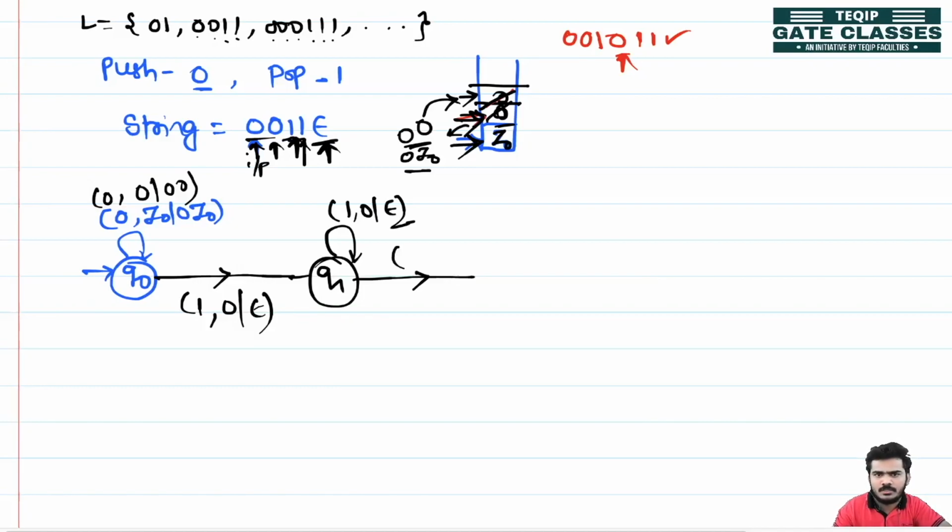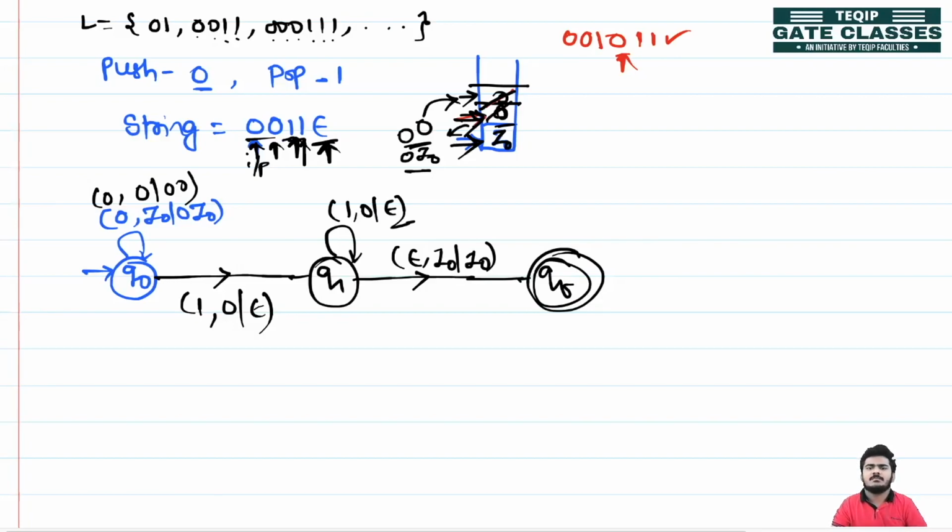So epsilon is there and top of the stack is z0, I will make it as it is, that is z0, and I will go to the final state, that is QF, and I can say that the particular string is accepted by this PDA. So we can say that this PDA is for the language 0 to the power n, 1 to the power n, where n is greater than or equal to 1. Now here we have accepted the string by using final state, so this becomes acceptance by final state.